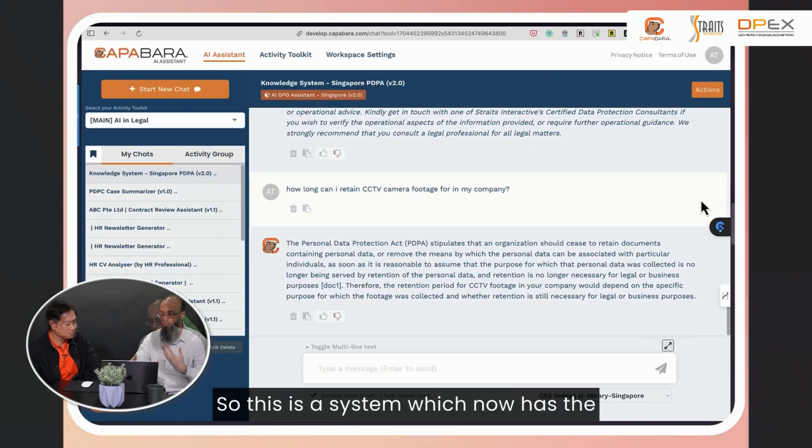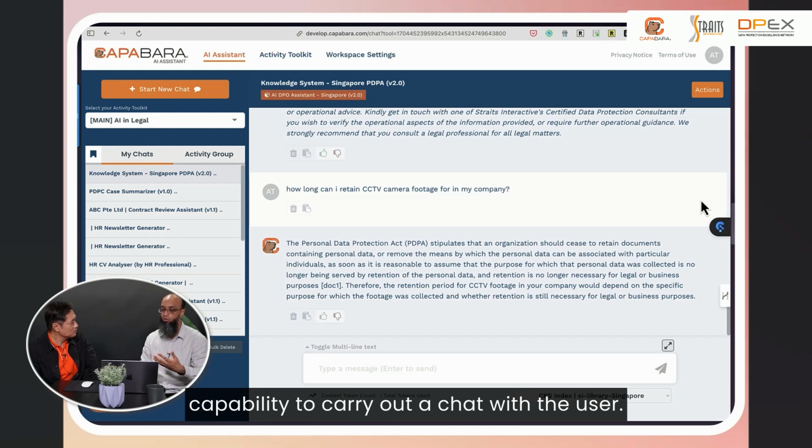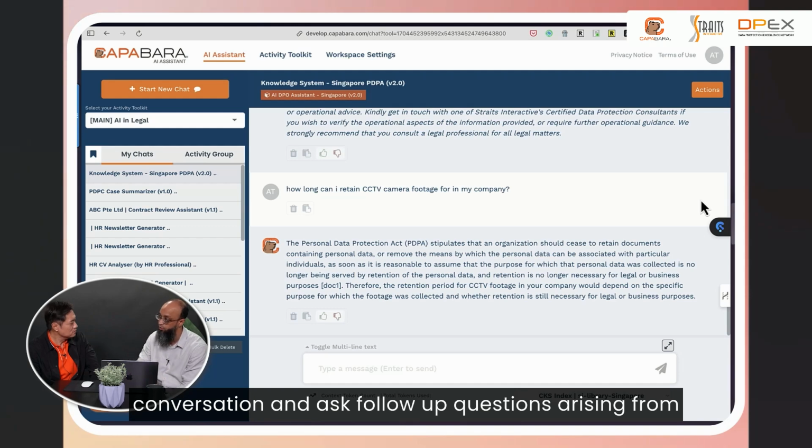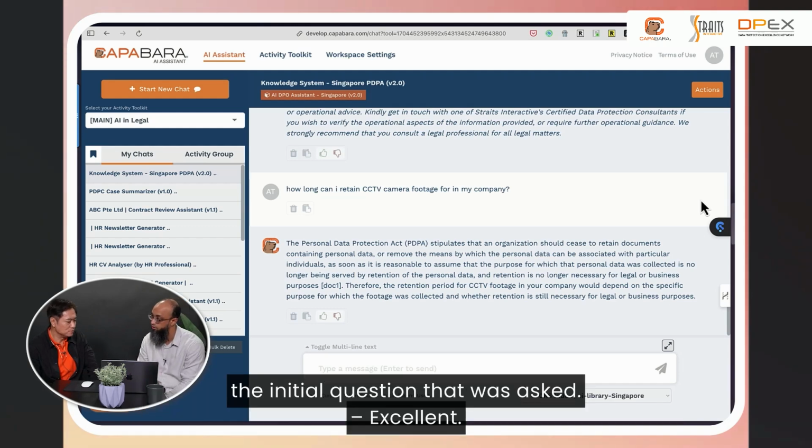So this is a system which now has the capability to carry out a chat with the user. There's a chat function that allows the user to continue to have that conversation and ask follow-up questions arising from the initial question that was asked.